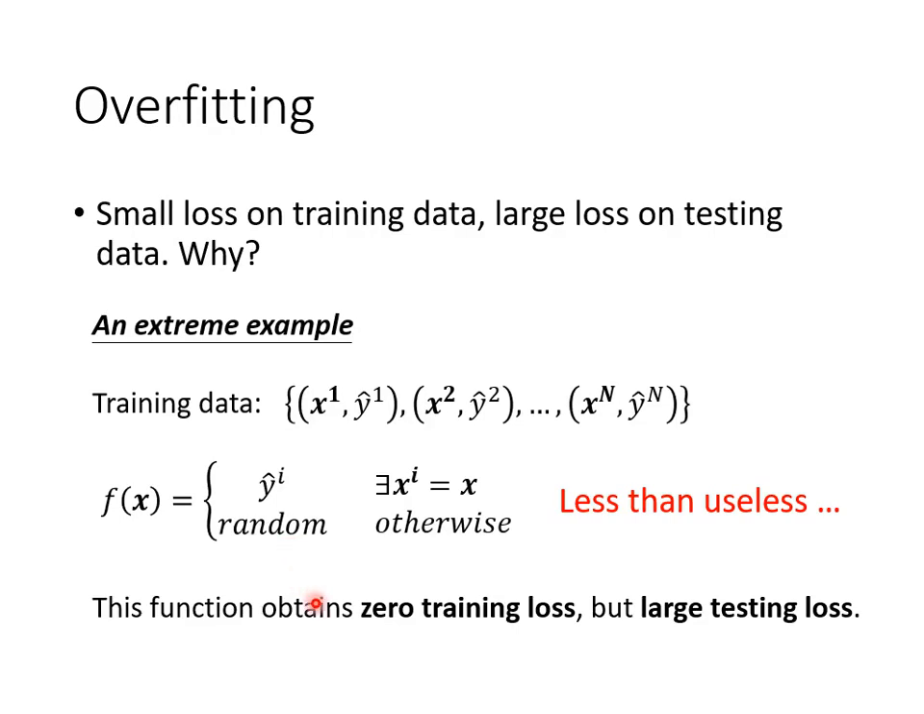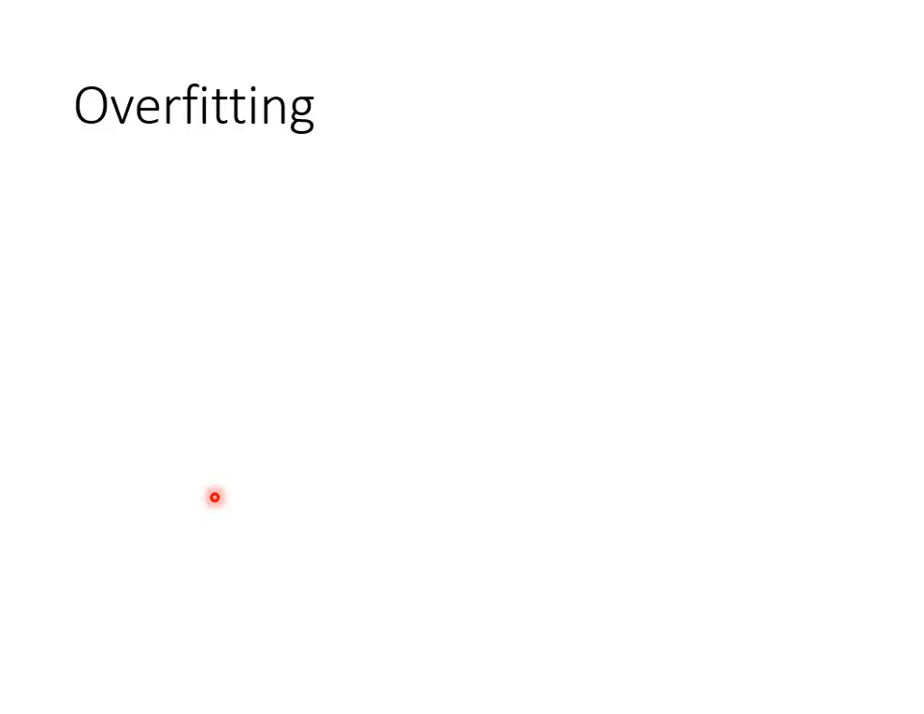When you input all the training data into this function, its outputs are exactly the same as your training data's labels. So on the training data, this useless function has a loss of 0. But on the testing data, its loss will become very large, because it doesn't actually learn anything. This is a more extreme example. However, under normal conditions, something similar might happen.